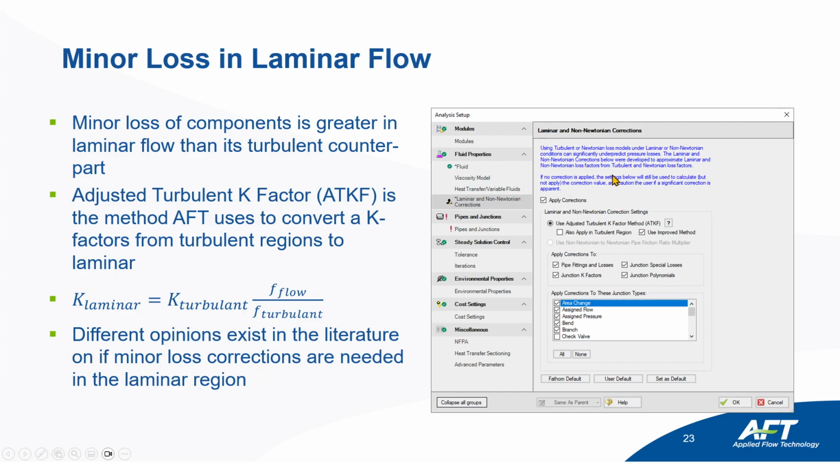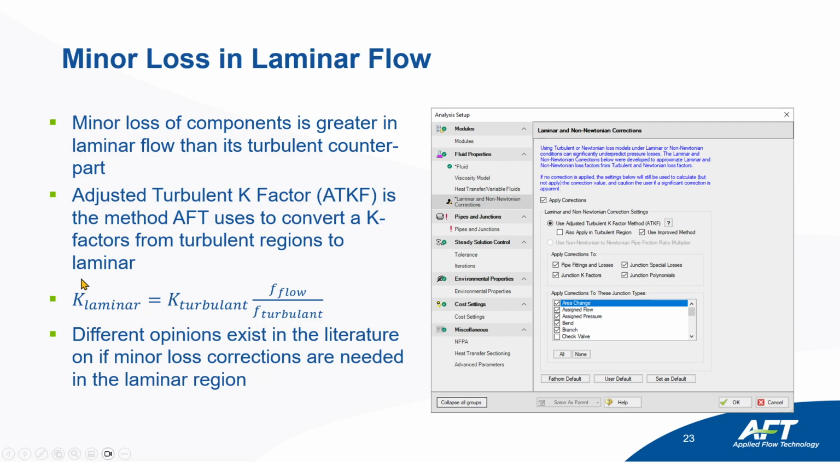Click that and you'll see whether you want to apply these corrections or not, as well as whether you want it to be applied in turbulent regions or just in the improved laminar regions, and then you can even turn them on and off for particular junctions as well.